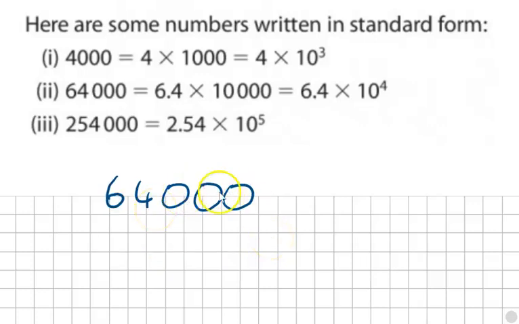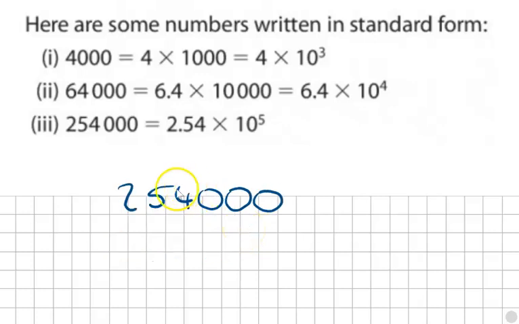Then we have 64,000, and again we have an invisible decimal point at the end of the number. We're going to have to move it 1, 2, 3, 4 times until it's just after the 6. So we get 6.4 times 10 to the power of 4. Again, notice it's a positive power. Then we have 254,000, and there's again an invisible decimal point at the end of that 0. We're going to move it 1, 2, 3, 4, 5 places until it's just after the 2. So we'll have 2.54, and that's times 10 to the power of positive 5.